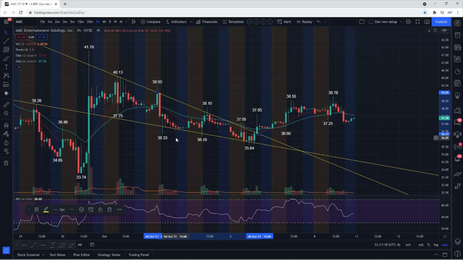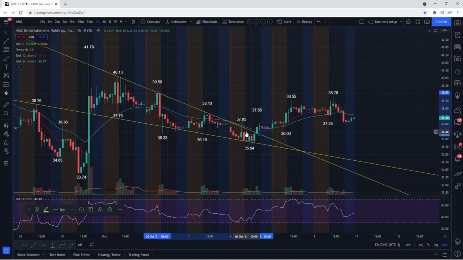So 36.33, we break it by 0.5% straight into a bounce, and a big bounce. That's a 6% bounce. But it fails to follow through, so we fade back down. We then break 36.19. We break that support level by about 1.5% first thing the next morning, straight into a bounce. Not a big bounce, but we break support right into a bounce.